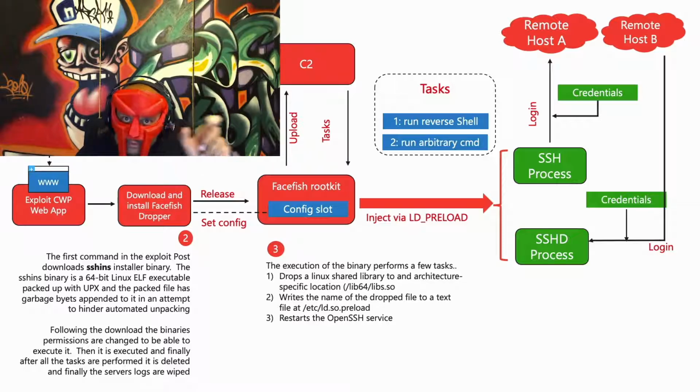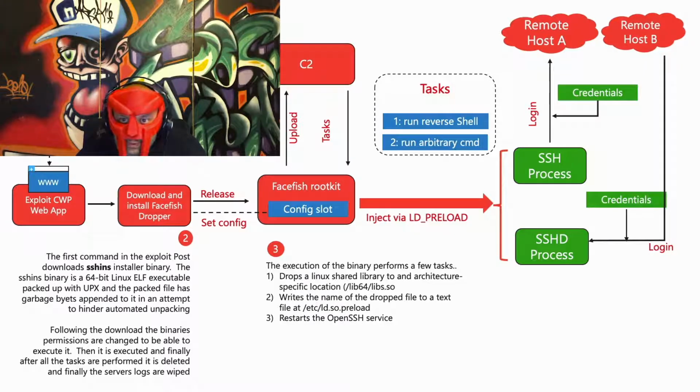During the execution process, before they delete the binary and wipe the logs, the execution performs a few tasks. The first one is it drops a Linux shared library to an architecture-specific location. It's the lib64 directory, and they put in this libs.so shared library. It writes the name of the dropped file to a text file at /etc/ld.so.preload, and then it restarts OpenSSH. In restarting OpenSSH, it loads this library, and the library basically injects the LD preload.